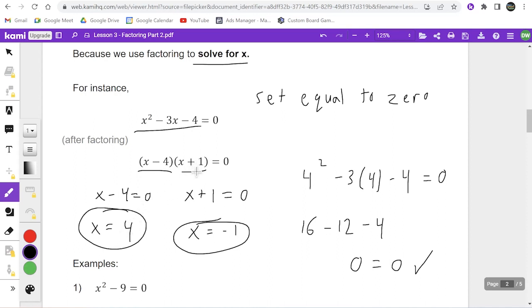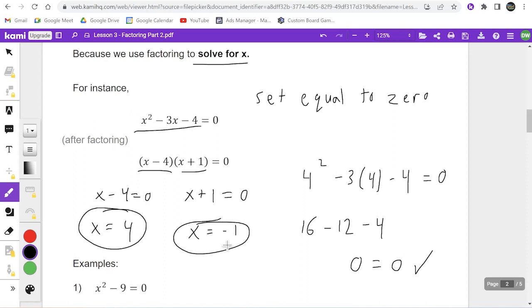What's the opposite of positive 1? It's negative 1. That's why negative 1 was an answer. So that's a little shortcut you can use. That's what I do. That shortcut will not work all the time. I'll show you later in today's lesson when it does not work, but most of the time it does work.